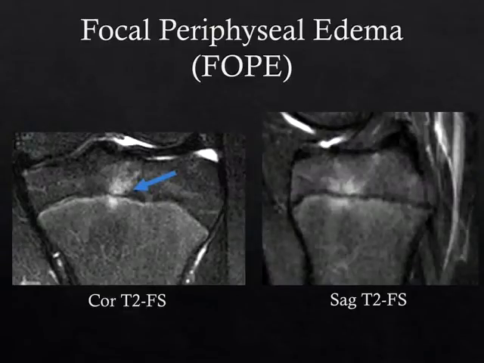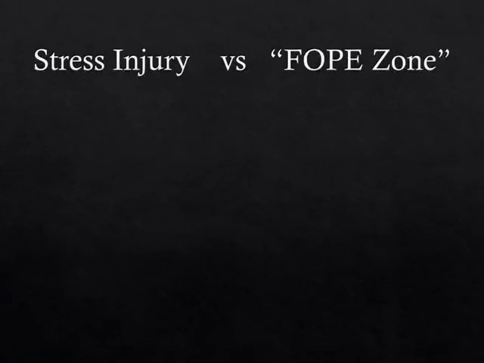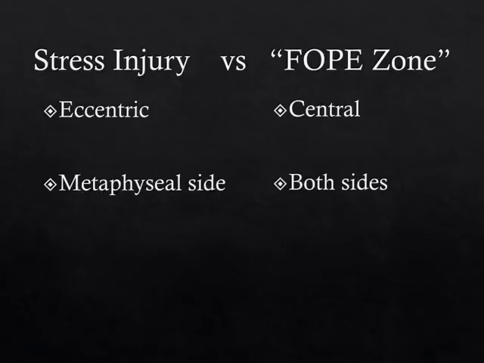There's some suggestion that it may be a cause of pain, although that's not been conclusively proven. So I think for now we can consider them normal variants. It's essentially altered biomechanics or stress changes at the physis as it's ossifying. And so stress injuries tend to be eccentric, whereas FOPE zones, as they're called, are central or minimally eccentric. As I said, the marrow edema of stress injuries, or the T2 hyperintensity of stress injuries, is always on the metaphyseal side of the joint.